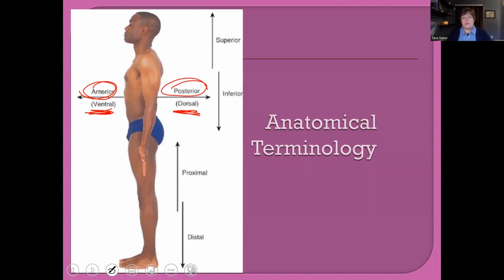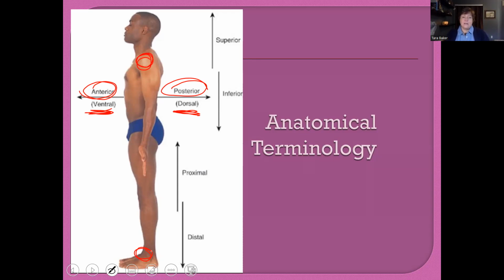Superior versus inferior. Superior is towards the head, inferior is towards your feet. So we would say here that the shoulder is superior to the ankles, for instance. Or we would say the ankles are inferior to the knee. Okay, so these are directional terms.